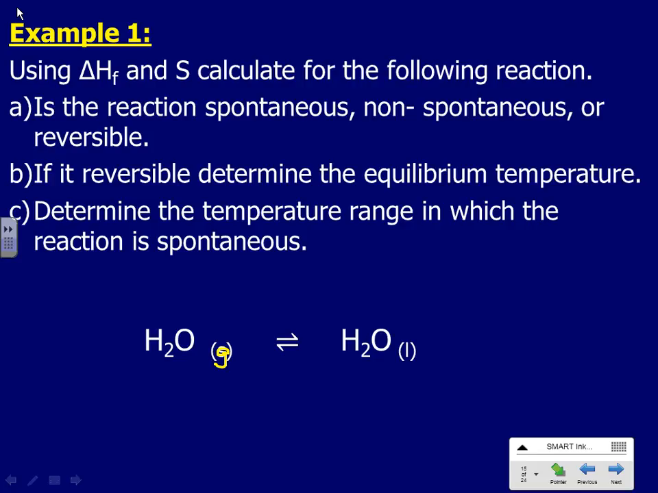What do we have for a value? Yep. Negative 44 kilojoules per mole, right? And if that's the only thing that's driving our universe, spontaneous or non-spontaneous? Yeah, it's spontaneous. Universe likes that.